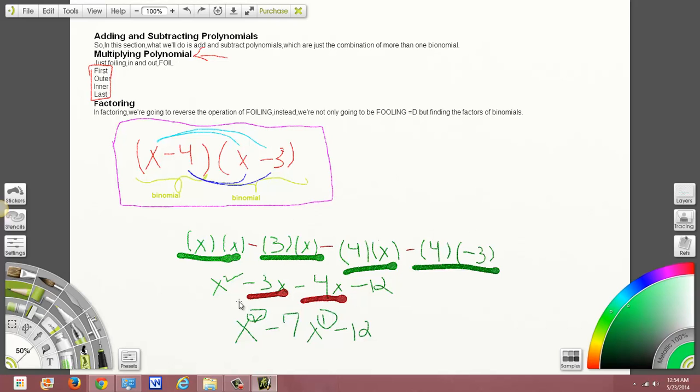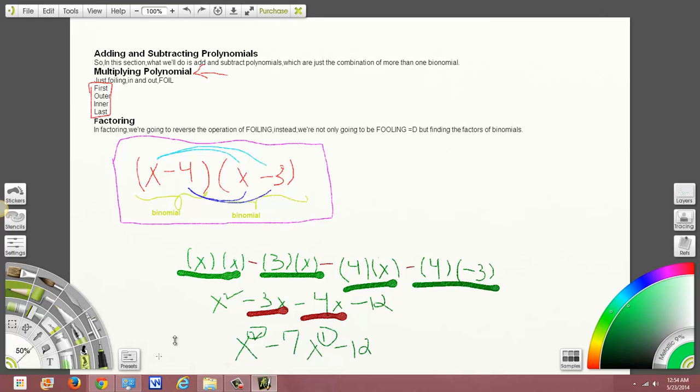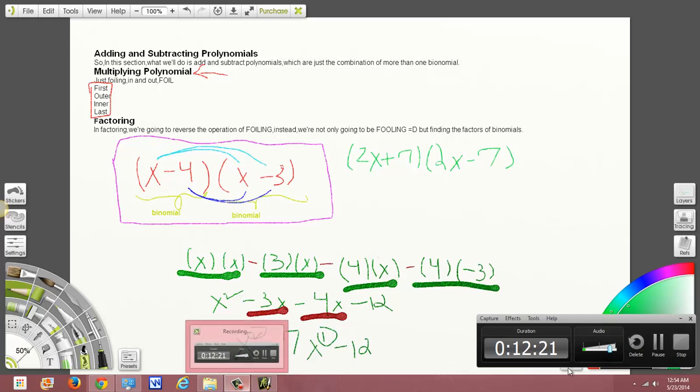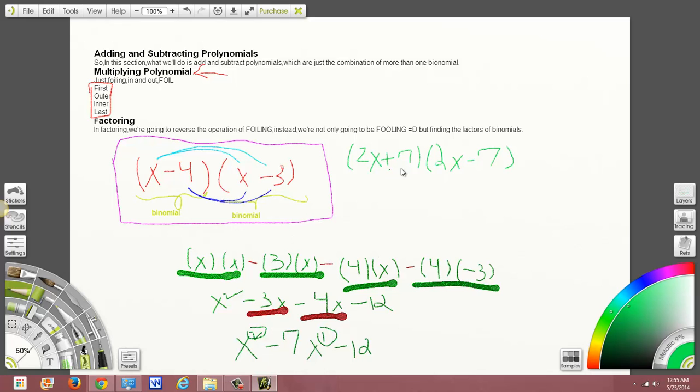Okay, so we're gonna do another example. Let's do 2x plus 7 times 2x minus 7, and you're gonna see that when you have the same two roots, the only thing that actually changes is the operation.